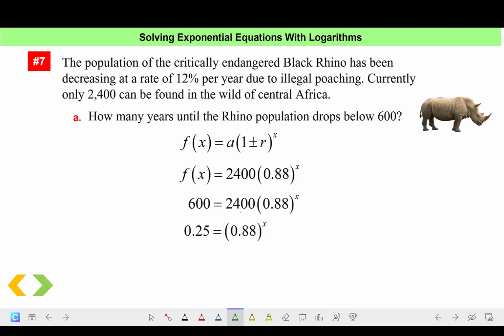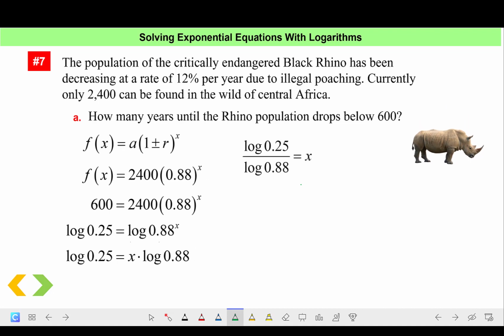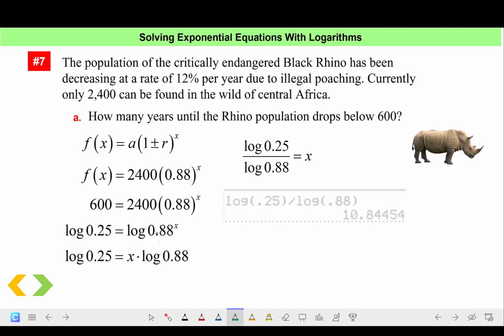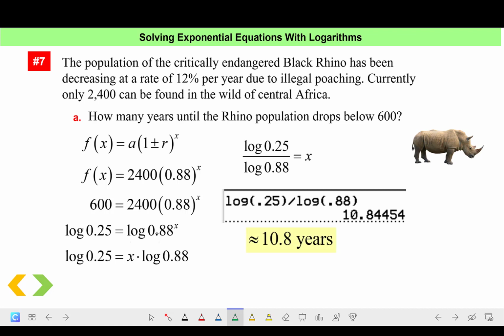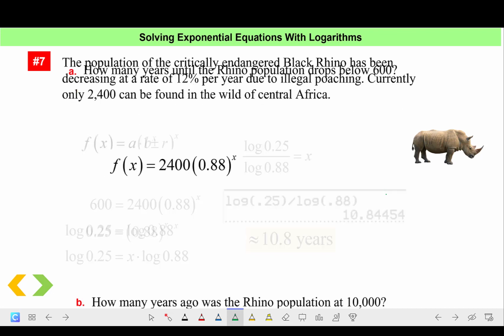So first thing I'm going to do, divide through by 2400, and then take the log of both sides. Just like we did on our previous examples, we just use the power property, and it gets us to here. And what does that mean? 10.8 years. Okay, so this makes it fairly quick to do this versus playing around on your calculator, playing with the window and trying to get it just right for you to be able to calculate it graphically.